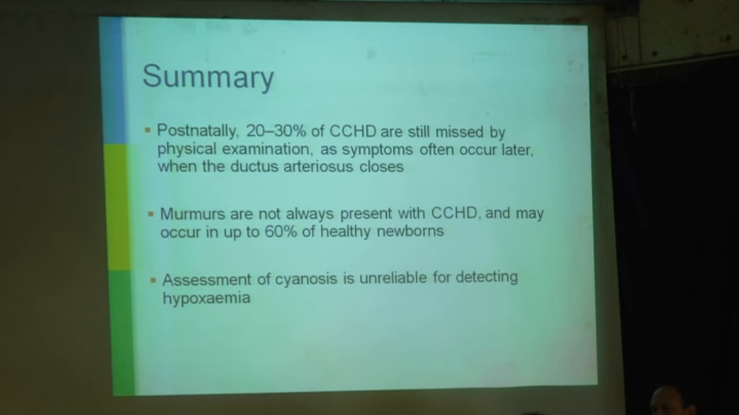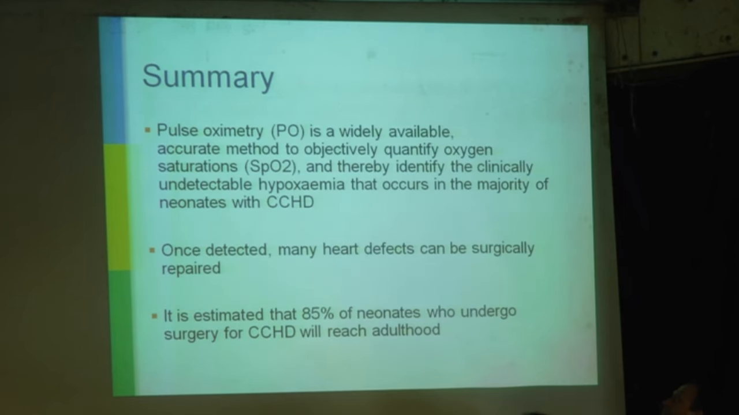A murmur is not always present in critical congenital heart disease, and may occur in up to 60% of healthy newborns also. So murmur is not a criterion. Assessment of cyanosis is unreliable for detecting hypoxemia. Now pulse oximetric screening is widely available. It is an accurate method to objectify and quantify the oxygen saturation, thereby identifying the clinically undetected hypoxemia that occurs in the majority of newborns with critical congenital heart disease. Once detected, the heart defect can be surgically repaired as early as possible, and it is estimated that 85% of neonates with CCHD who undergo surgery will reach adulthood.